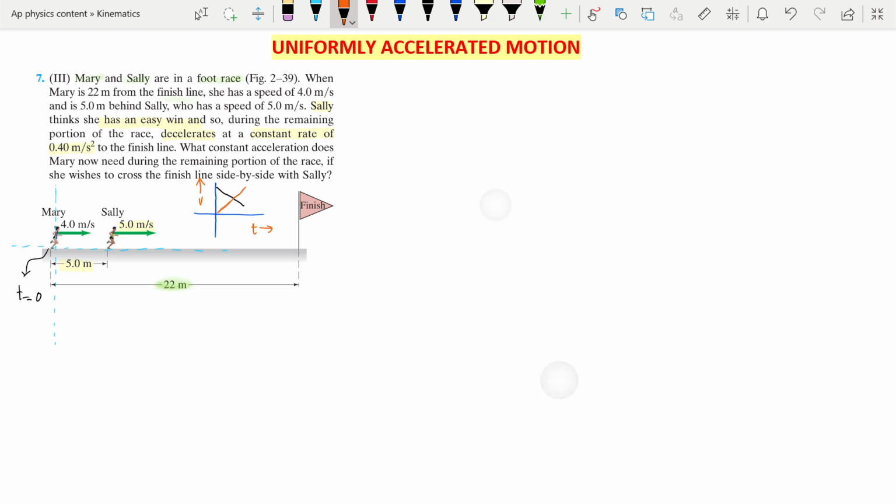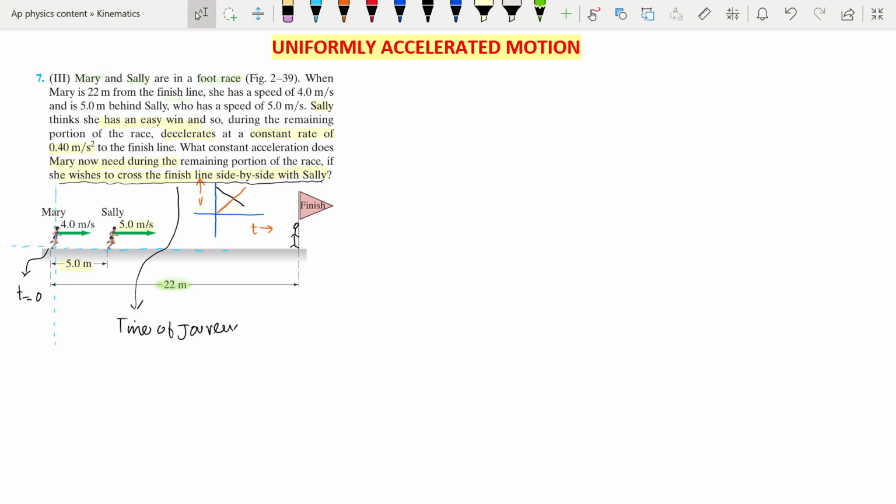Okay, so look at the last line. What acceleration does Mary now need if she wishes to cross the finish line side by side with Sally? This last line gives us a clue about how we will tackle this question. Mary also wishes to reach this final point along with Sally. It means that one thing is the same for both of them, that is the time of journey.